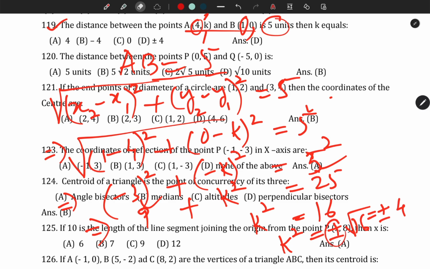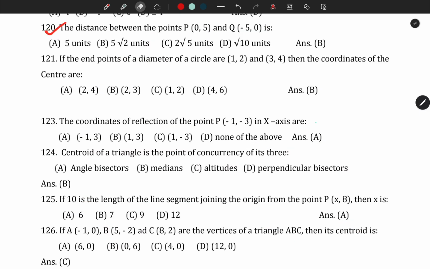We have to take plus minus because plus 4 square is 16, minus 4 square also is 16. So the correct option is D, plus minus 4. Next question, the distance between the points P and Q. So distance formula, we have to find PQ here.